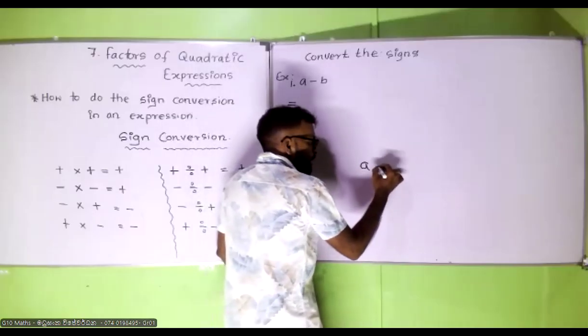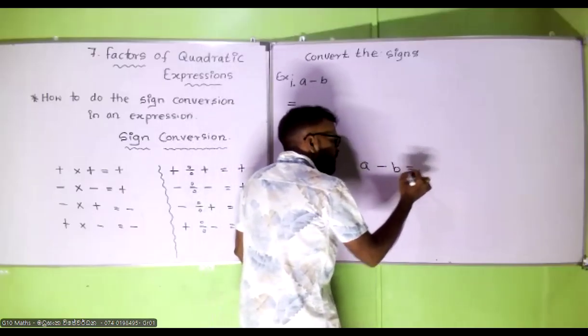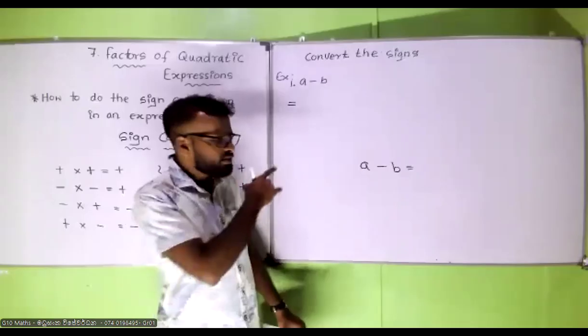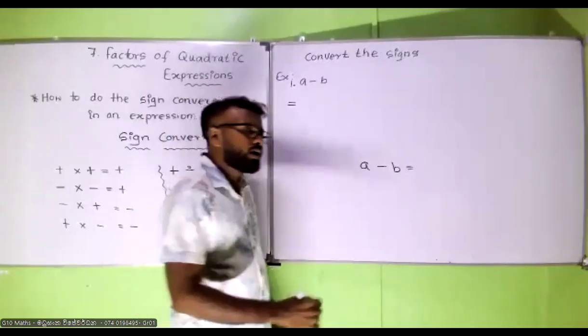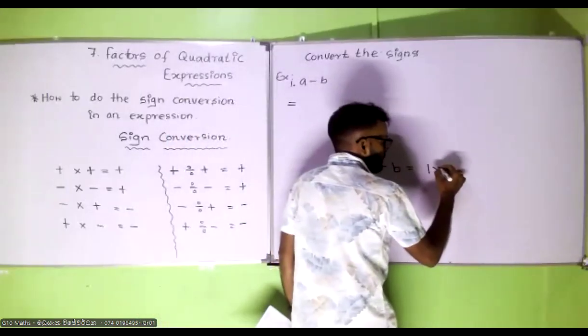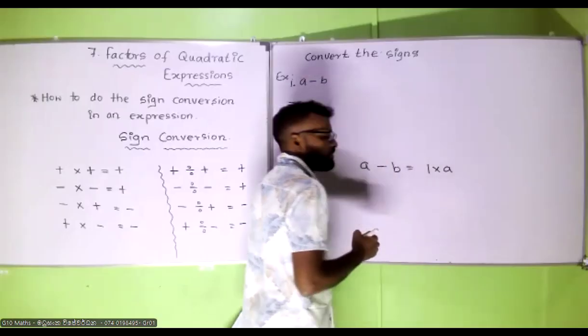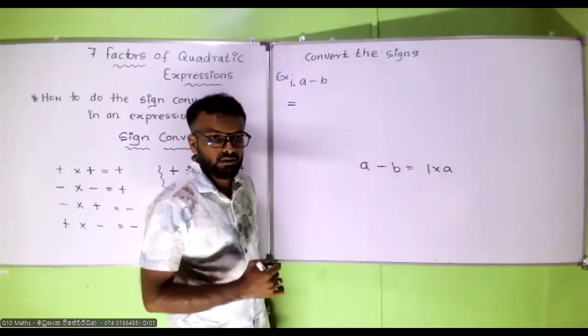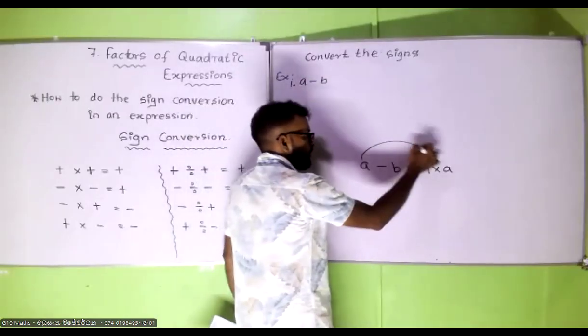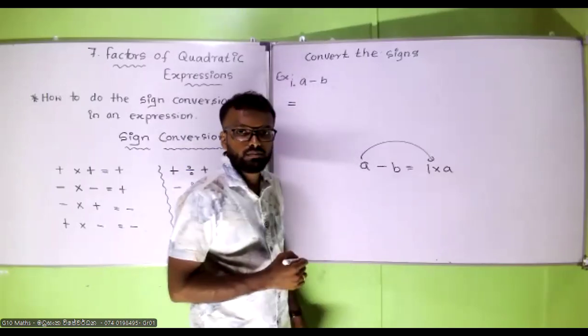Now here you have A minus B. I can write this A as 1 times A. Can I write like this? Is it correct or wrong? Write this A as 1 times A.